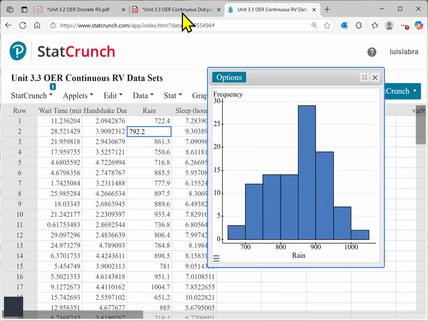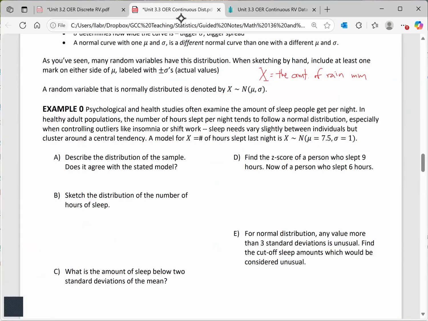Okay, so this sample provides evidence of that claim. And then I would go ahead and say, well, X, the amount of rain, has a distribution that is normal with the center given by mu and spread given by sigma. So that right there would be all I need to describe a normal distribution.